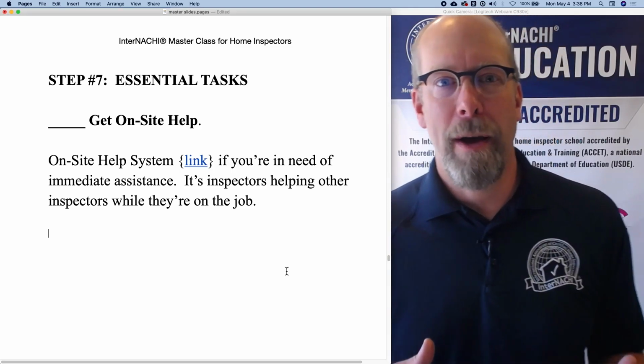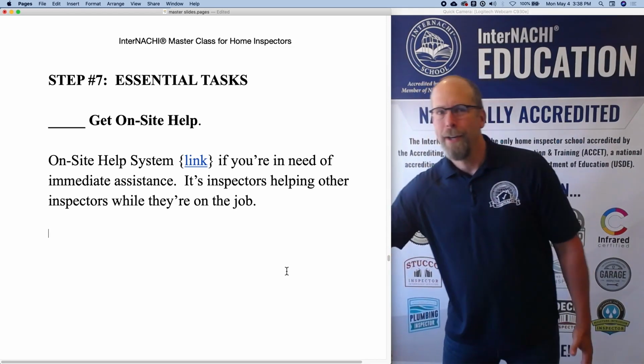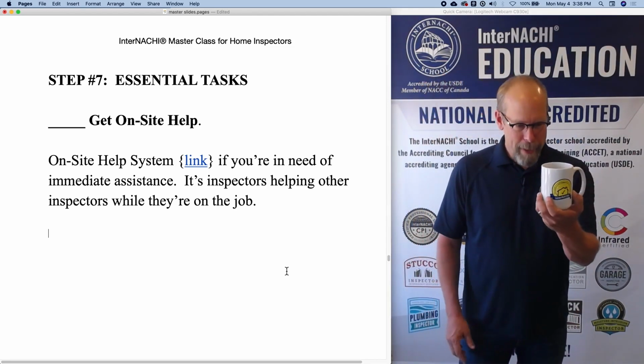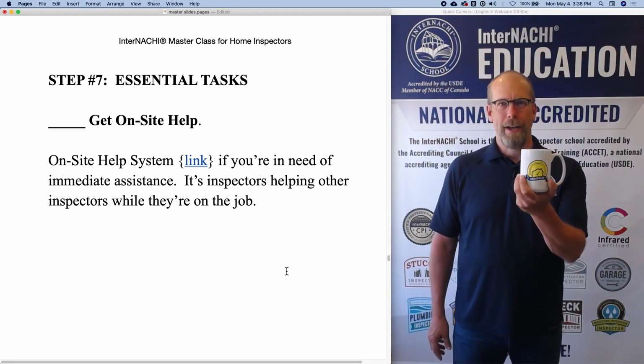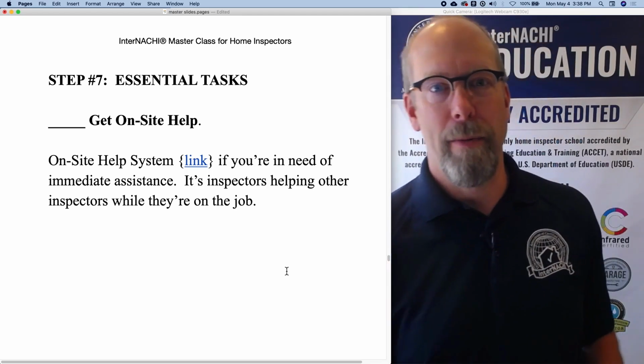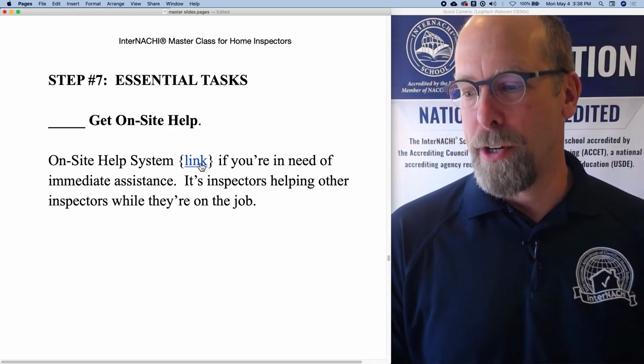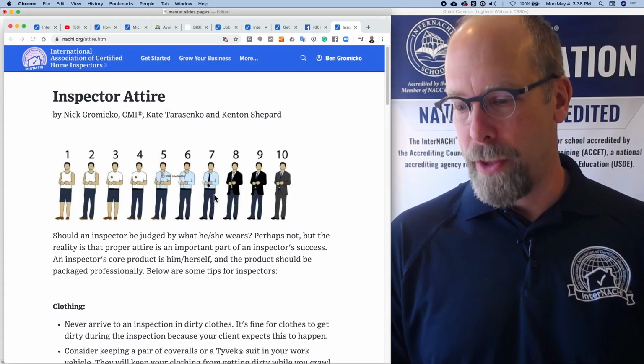So you're on a job and you're looking at something and you don't know what it is. You don't know what this is. Is this a water meter? I don't know. Take a picture of it and then go to the on-site help system that we have if you're in need of immediate assistance. It's inspectors helping other inspectors while they're on the job.